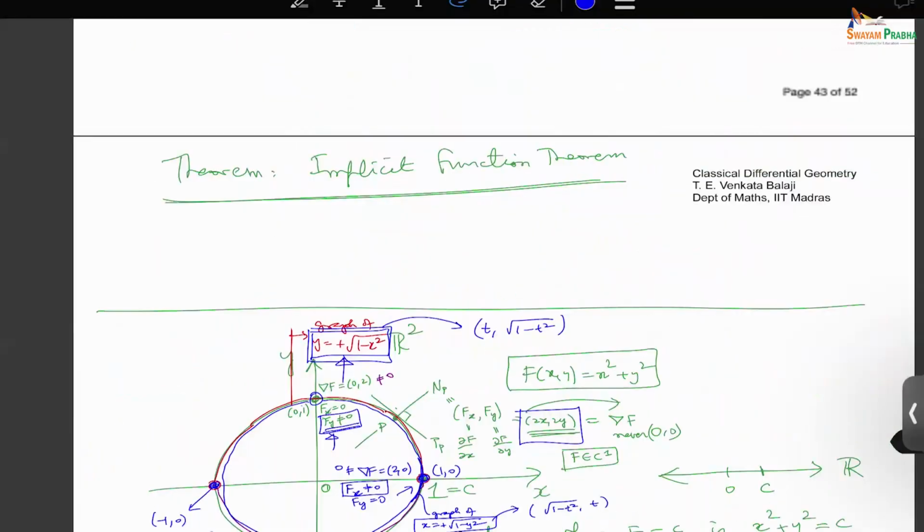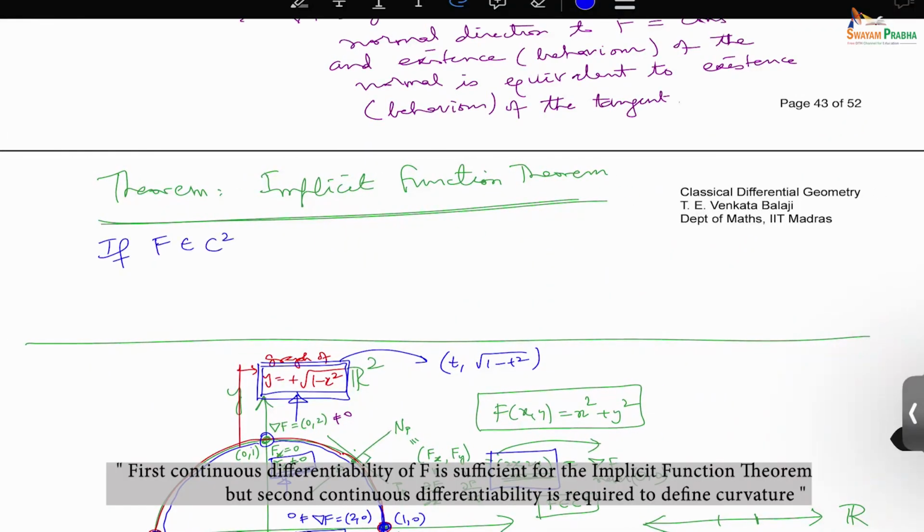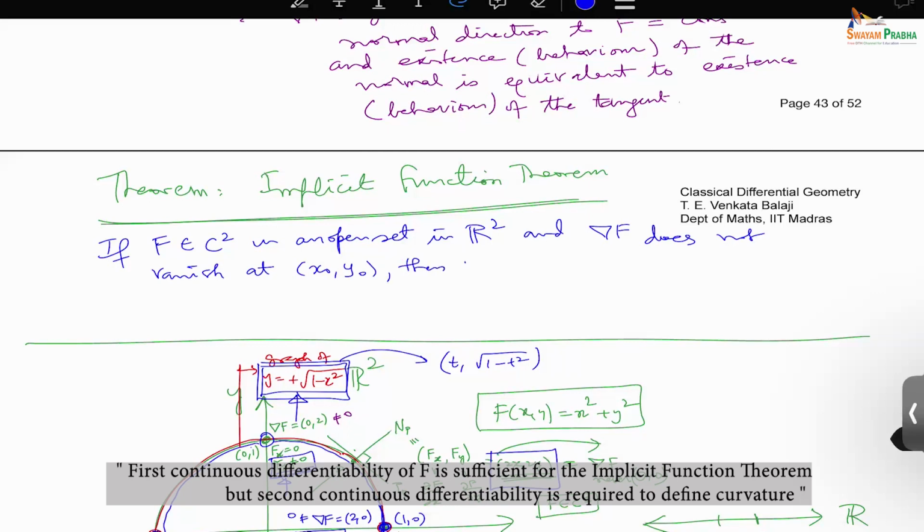So if f is C2 in an open set in R2, which can be the whole of R2, and the gradient of f never vanishes. Let me say even at a point, the gradient of f does not vanish at x0 comma y0. Okay, then there are two cases.